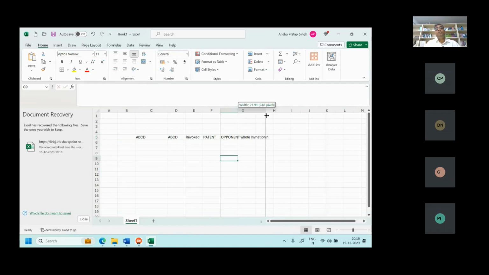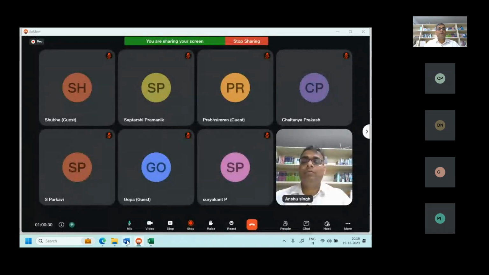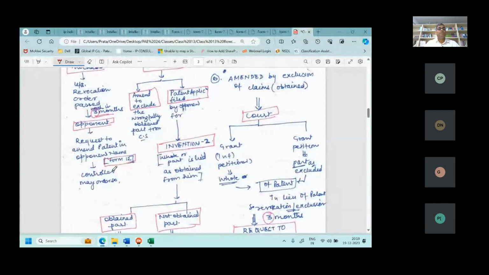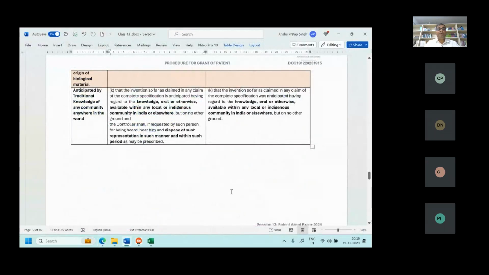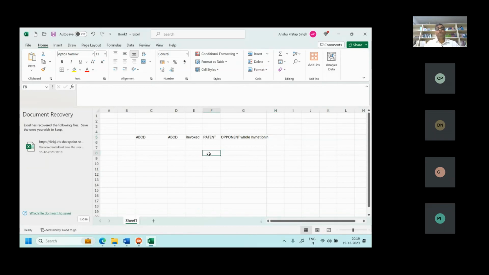And the controller will also. Which form will you use? Form 12. Right? So you are using Form 12. Form 12 is used in wrongful obtainment when someone else, who is claiming and has got the patent revoked, wants his name to be included in that patent. Form 12 is used. Now, this is the first scenario.